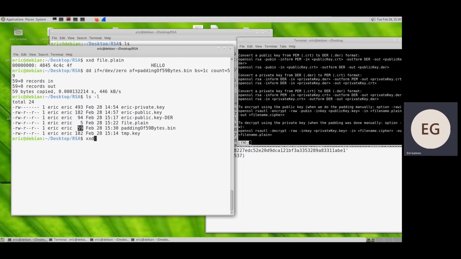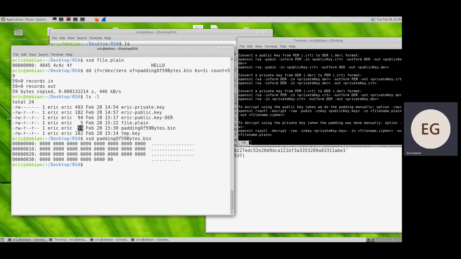And if I look at its content, look at 59 zeros inside. You see? I could generate a file with 59 zeros inside, 59 bytes, and all the bytes are 0. So if you want to generate a file with random bytes, instead of /dev/zero, there is a file that is called /dev/urandom.